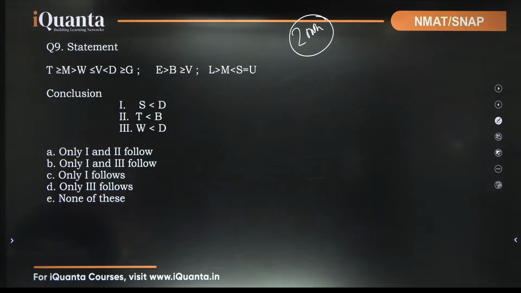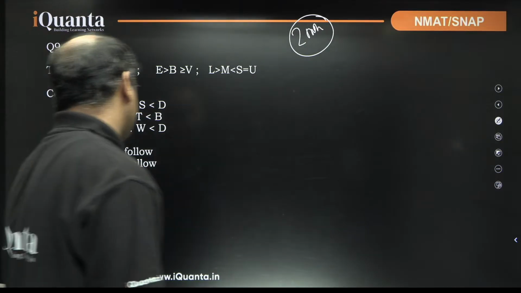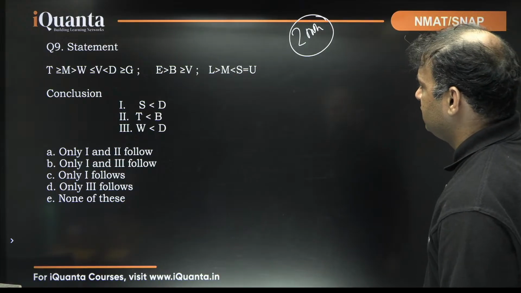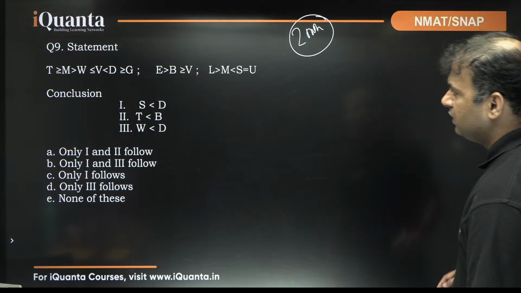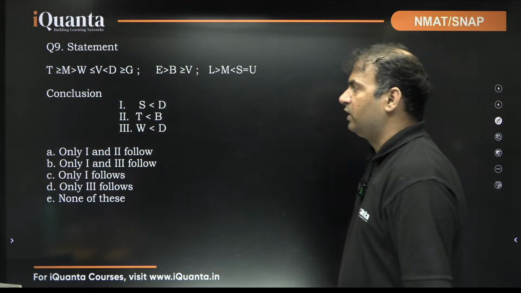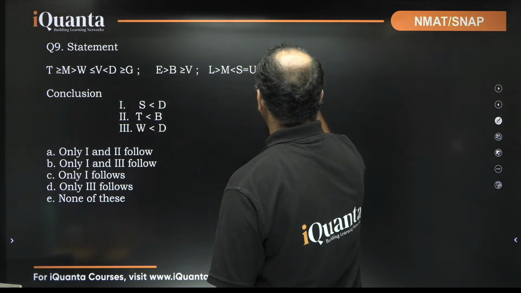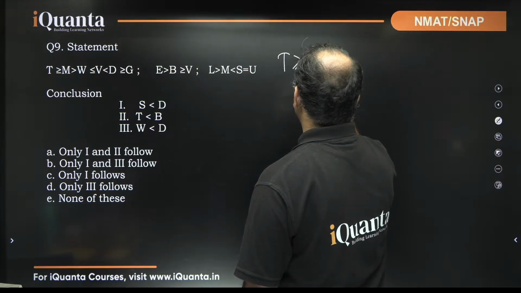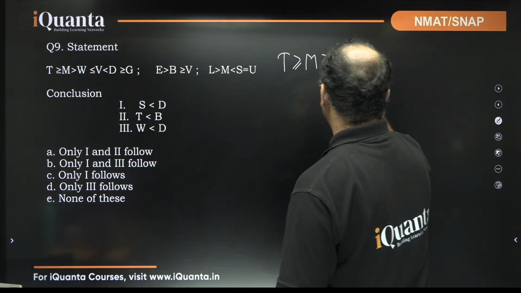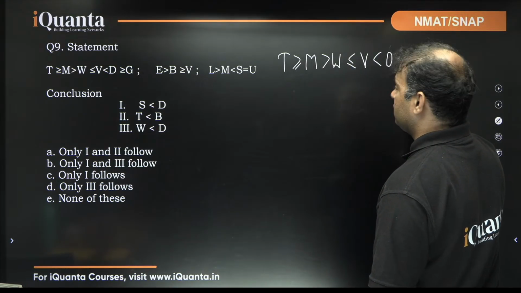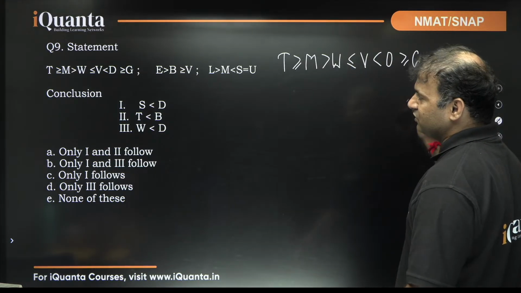Okay, let me explain question number 9 once. Answer is option D for Delhi. Okay guys, the first conclusion is about S and D. So S is in statement number 3 and D is in statement number 1. So we have to try to connect statement 1 and 3. They are saying that T is greater than or equal to M, M is given greater than W, W is given less than or equal to V, V is given less than D, and D is given greater than or equal to G. A lot of connections, you see that.